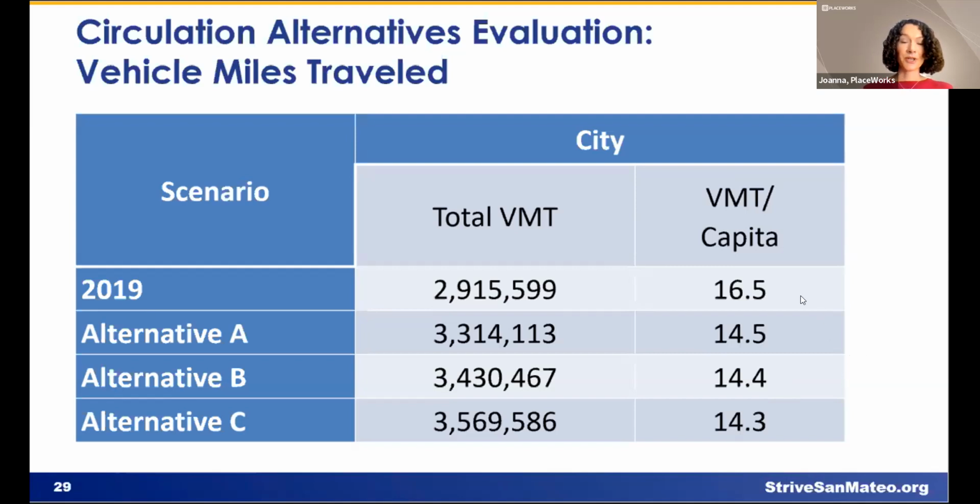And all of the alternatives, as you can see here, would have a lower VMT per person than we have right now in San Mateo. So the VMT per capita goes down from 16.5 to 14.5 or lower. That means that in 2040, we expect more people to take options other than driving, therefore decreasing the VMT per capita.